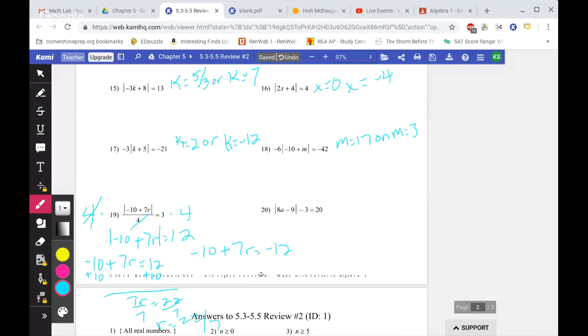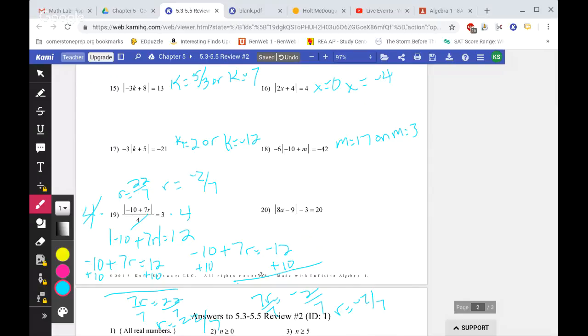Here's one, Kennedy, that you can't reduce. So r equals 22 over 7. I mean, you could reduce it, but it would be a decimal. It would be an ugly decimal. You're absolutely correct. So I'm going to add 10 over here, and that's going to give me a negative 2. 7r equals negative 2. Divide both sides by 7. So r equals negative 2/7. Those are my answers for number 19.